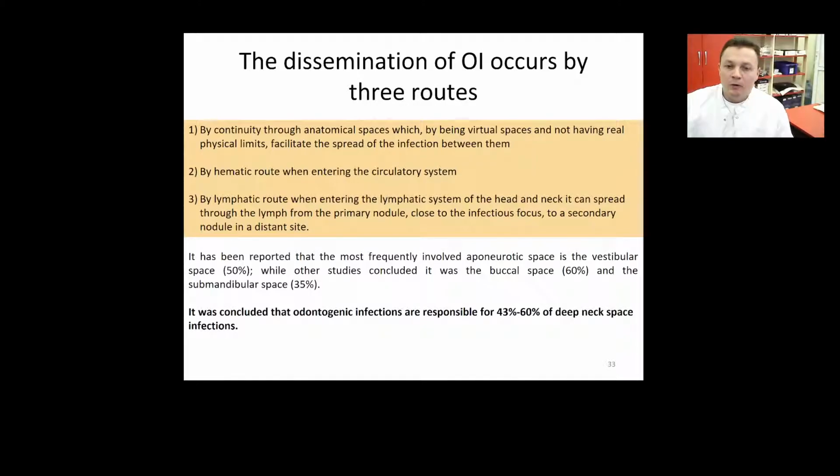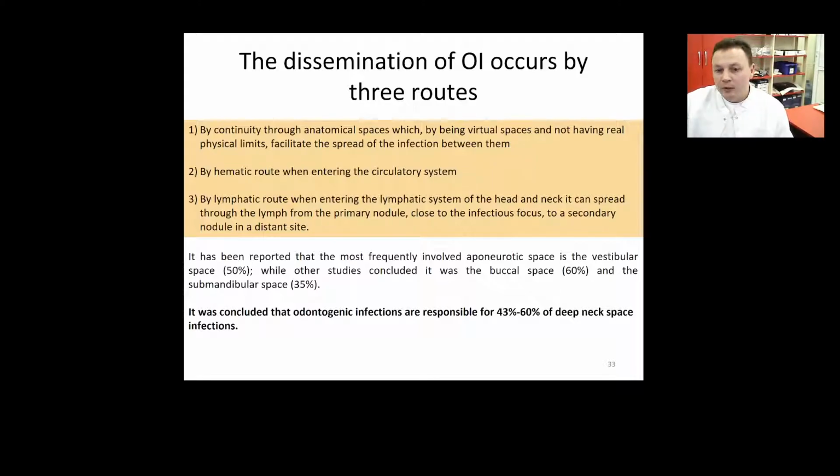The dissemination of OI occurs by three routes. By continuity through anatomical spaces, which, being virtual spaces and not having real physical limits, facilitate the spread of the infection between them. By hematogenous route, when entering the circulatory system. By lymphatic route, when entering the lymphatic system of the head and neck, it can spread through the lymph from the primary node close to the infection focus to a secondary node in a distant site.